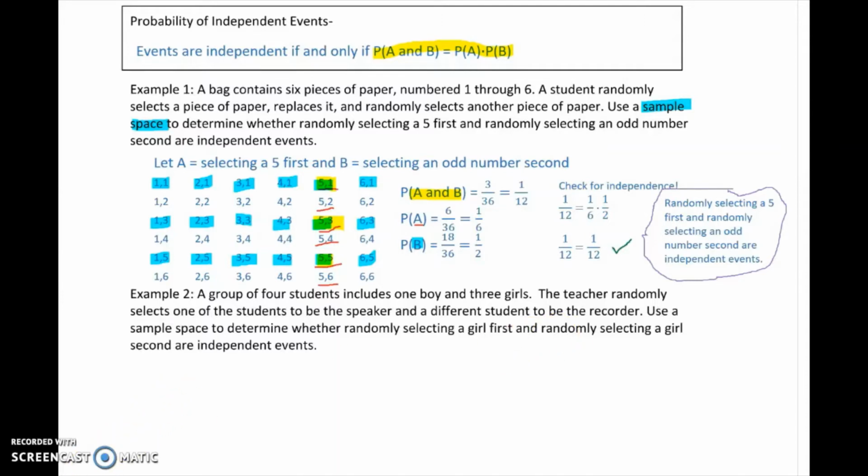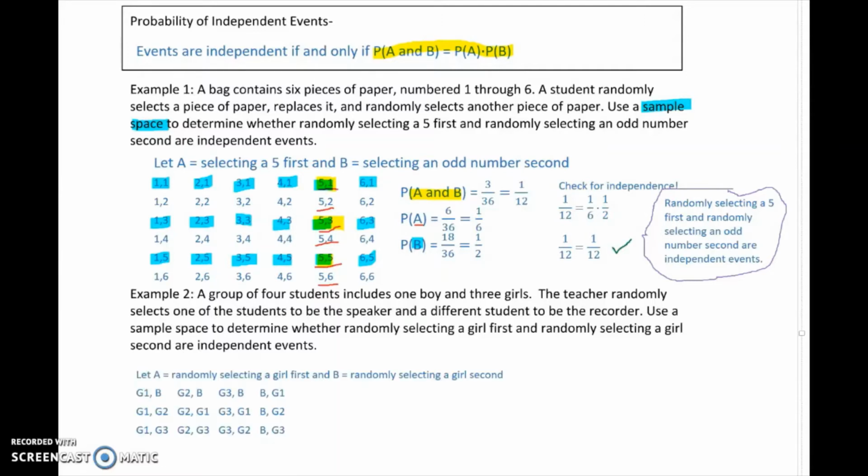Oh, don't forget to write down your whole sample space too. So as you're working, double check your sample space. We should have a total of 12 possibilities because you can't do girl one, boy, boy, right? So think about that as you're checking for independence.